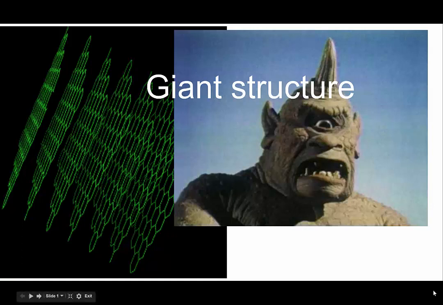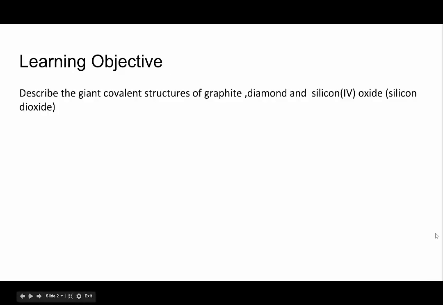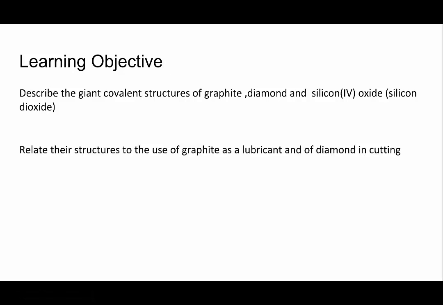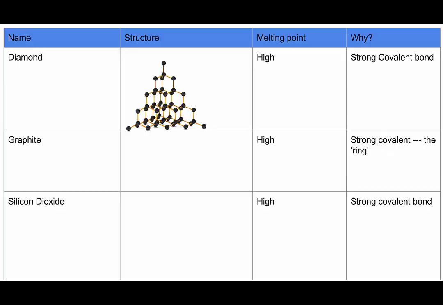Hi everyone, today we're going to talk about giant structure. The learning objective of today is to describe the giant covalent structure of graphite, diamond, and silicon dioxide. Also, we need to relate their structure to the use of graphite as a lubricant and of diamond in cutting.